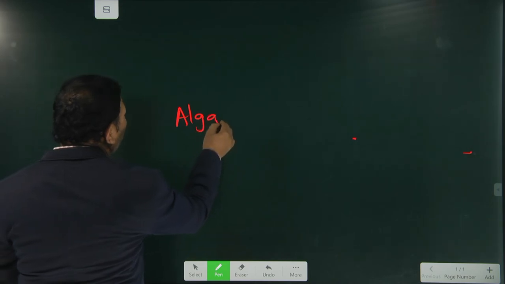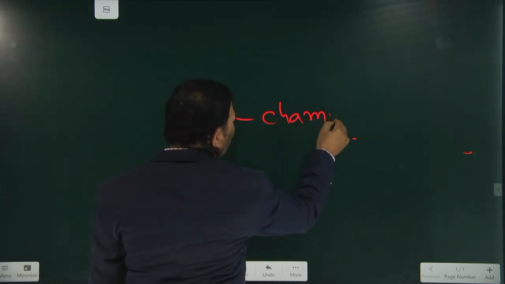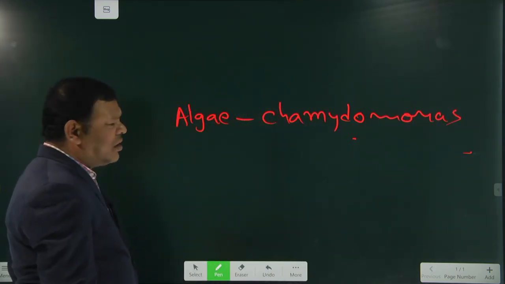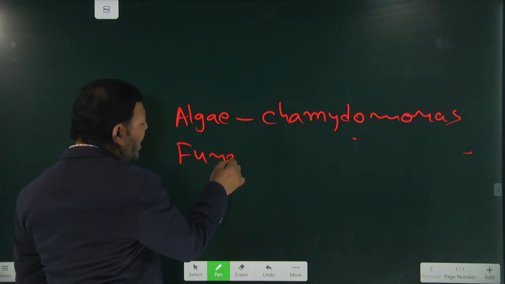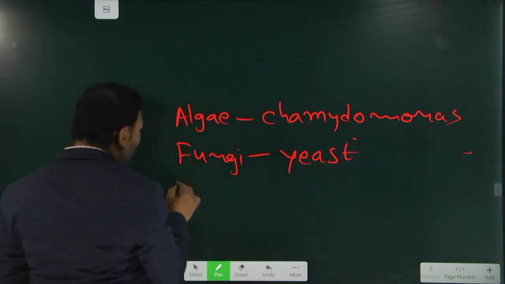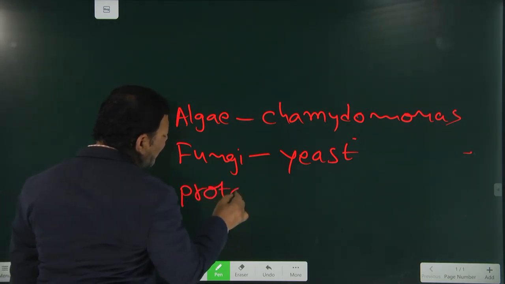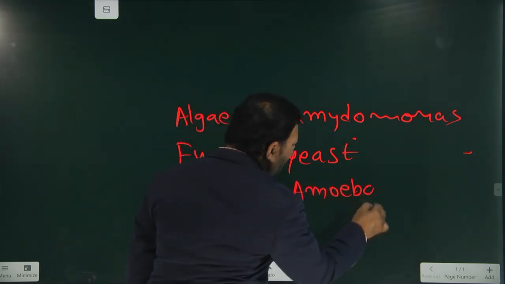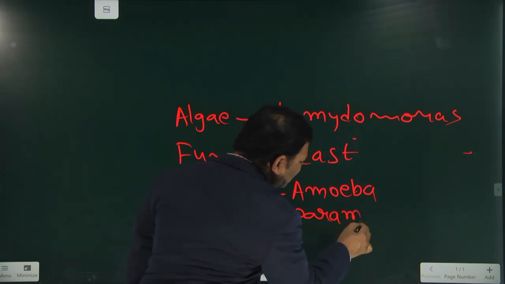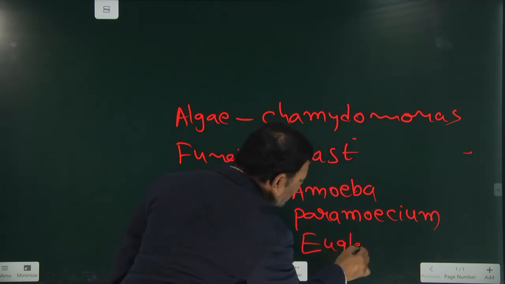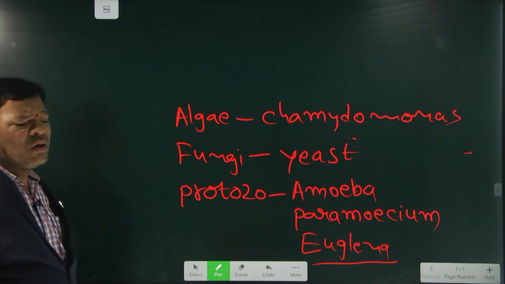But among algae, Chlamydomonas is a unicellular alga. Almost all fungi are multicellular except yeast. Most protozoa, especially amoeba, paramecium, and euglena, are also unicellular organisms.